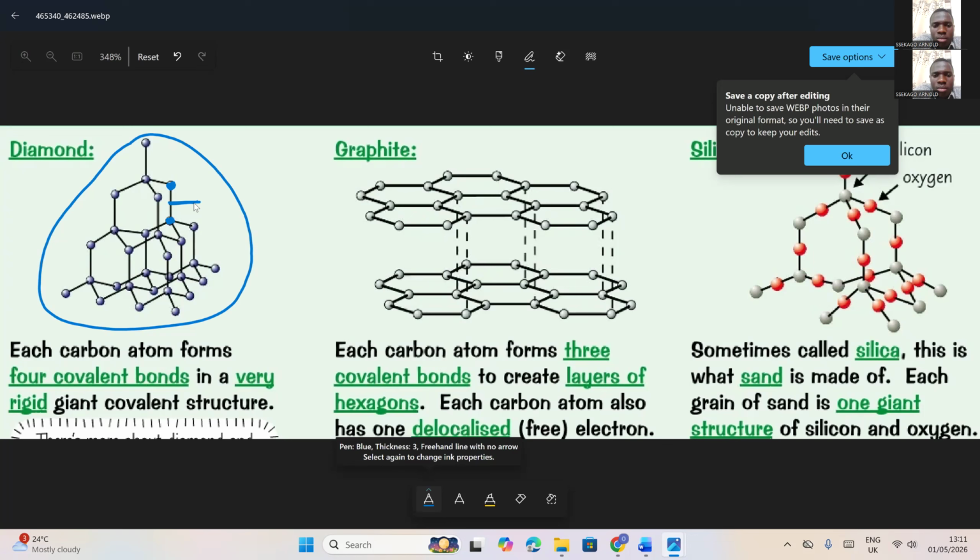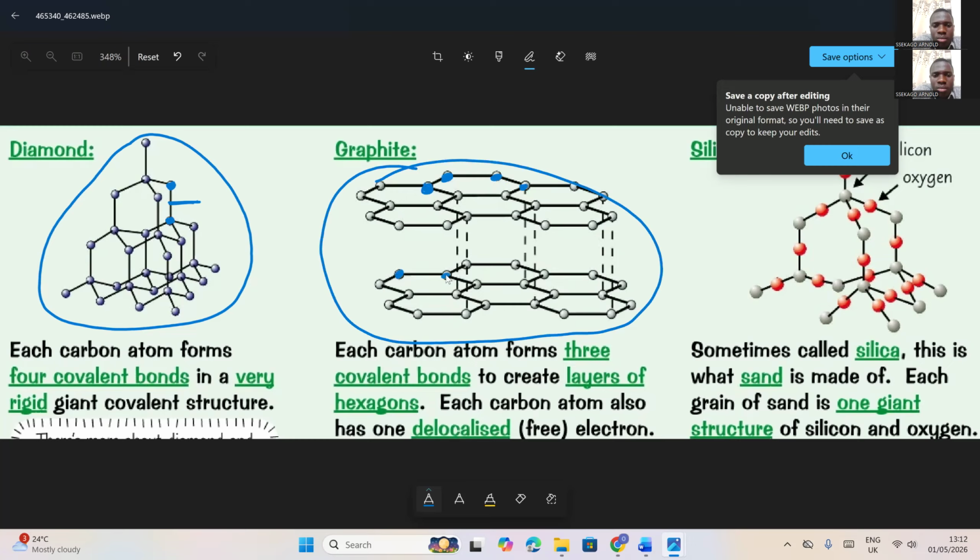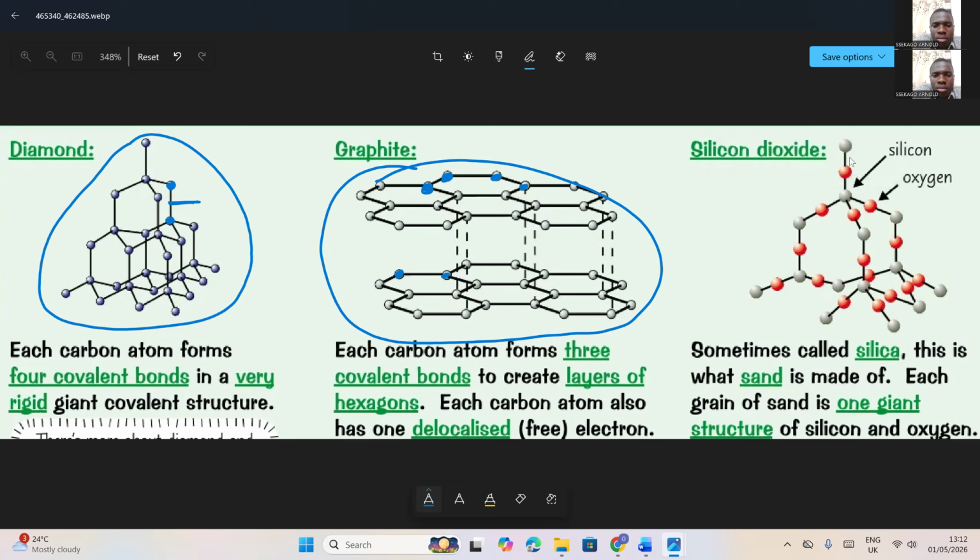Now this is diamond. Also this is graphite. Graphite has atoms joined together by covalent bonds. However, graphite is layered, that's why you have a layer down and a layer up. Then this is sand, silicon dioxide. Silicon dioxide is made up of silicon atoms and atoms of oxygen, also linked up by covalent bonds. So giant covalent structure, you have atoms linked together by covalent bonds.